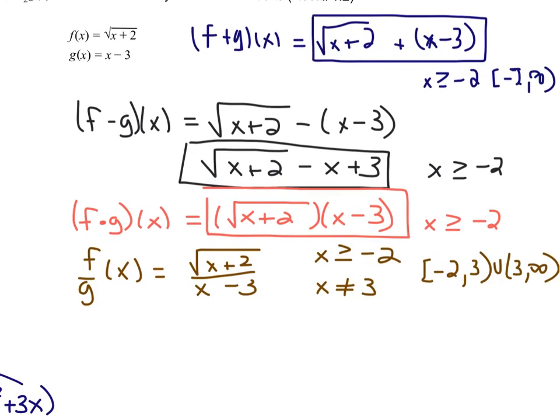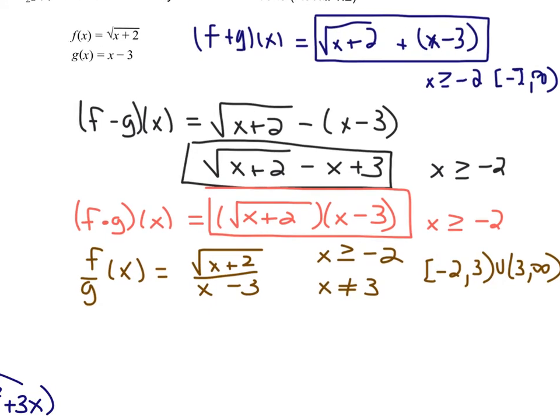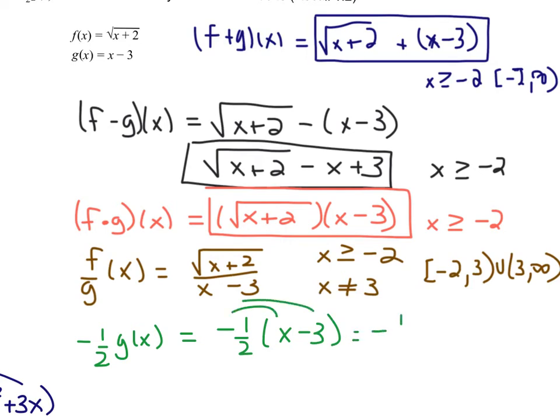Finally, our -1/2 g of x, we're going to take -1/2 times the g function. So that's simply going to be -1/2 times x minus 3. I distribute that. So I'm going to get -1/2 x and then plus 3 over 2, or 1.5. Now this is just essentially a linear equation, so there are no domain restrictions for this. Every number is fine to plug into that.